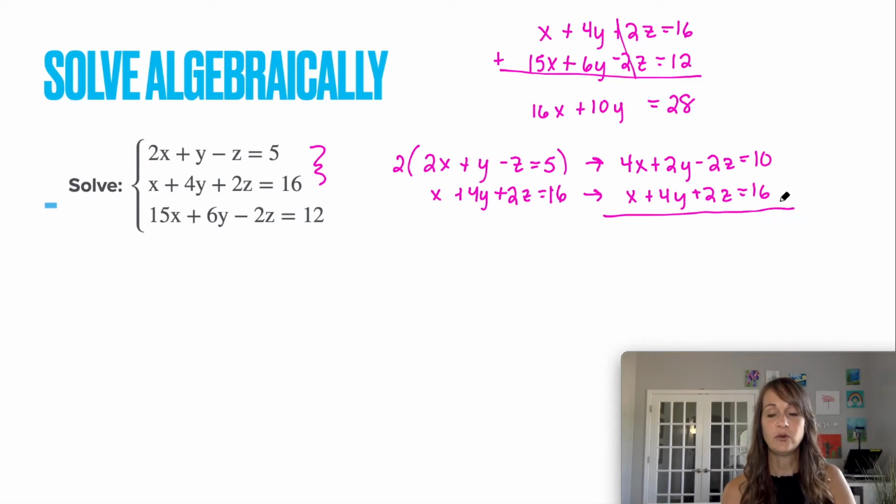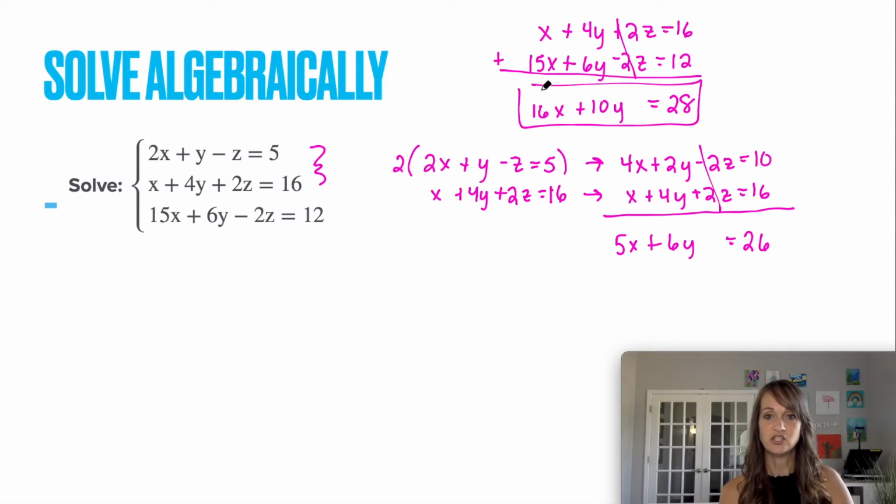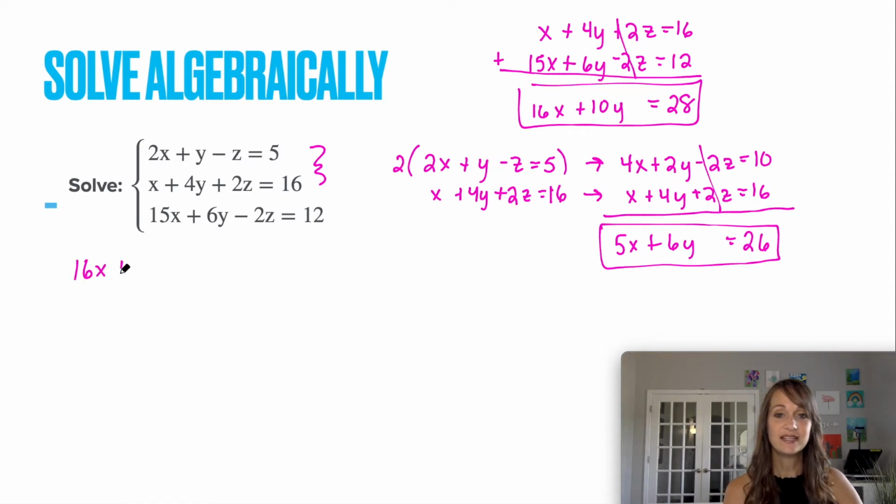And now when I add the equations together, the z's eliminate again, which is great. The x's will be 5x plus 6y equals 26. So we have an xy equation. We have an xy equation. So we basically go back to the beginning. You now have a system of equations with two variables, in which case you do know how to solve.